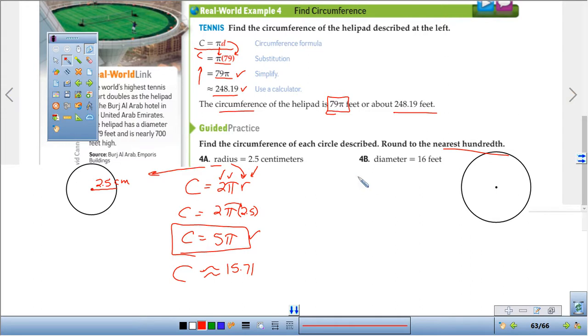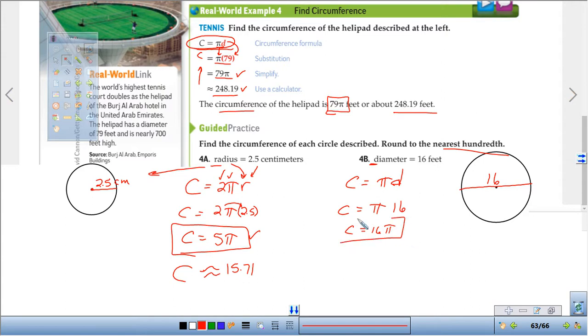I'll hurry up. Circumference, in this situation, they gave me the diameter, so I'm going to use pi times diameter. Okay, I'm going to use that formula, pi times my diameter. They didn't capitalize it, so I'm not going to capitalize it either. So circumference is equal to pi times my diameter of 16. The diameter is the distance across. Actually, that's my answer right there. I like that one better. C is equal to 16 pi. That's my best answer right there, for real.